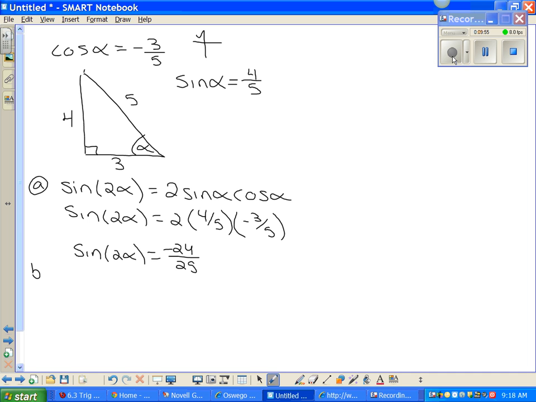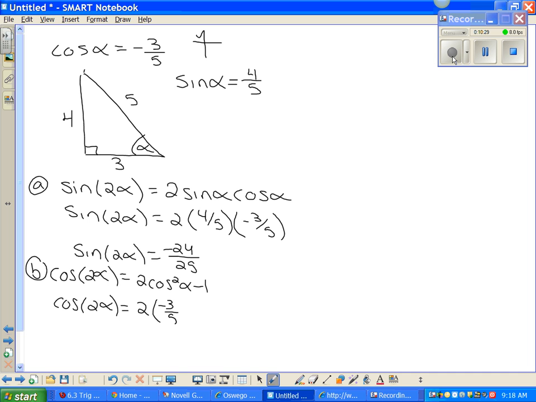All right, so the second one, we're doing cosine of 2 alpha. Does it matter which one I use? No, let's use one we haven't used yet. How about the second one? Good? All right, so the second one is 2 cosine squared alpha minus 1. Okay, we're going to use this one instead, just to try a different one. All right. What's cosine alpha?